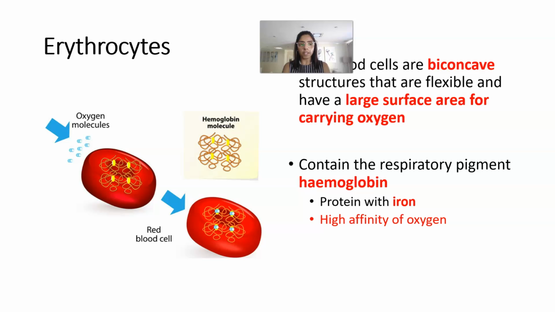Now, hemoglobin has a quaternary structure, so that means it has 4 parts to it of that protein, and in each section of protein there is a heme group, which means that it has an iron core. And this is what gives hemoglobin a high affinity for oxygen. Now what that means is that it will bind really well with oxygen.